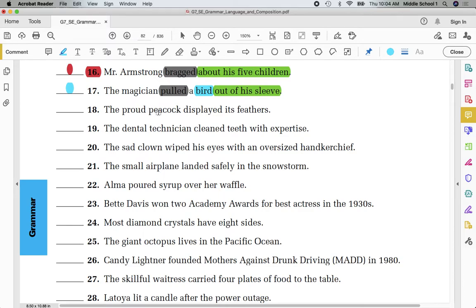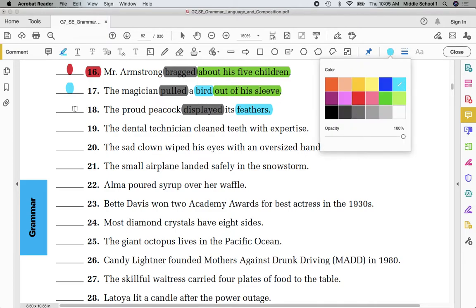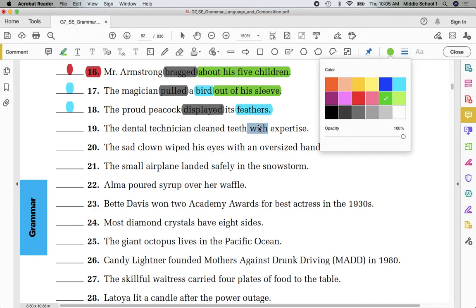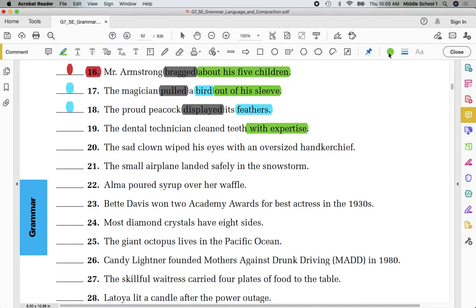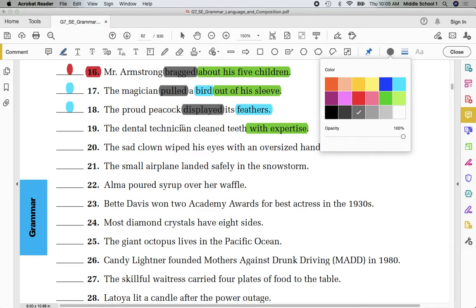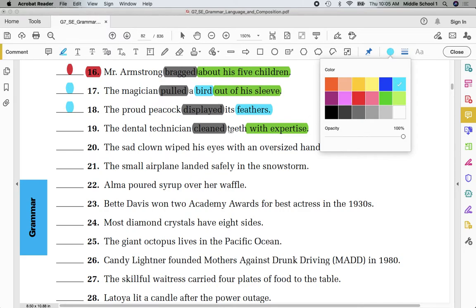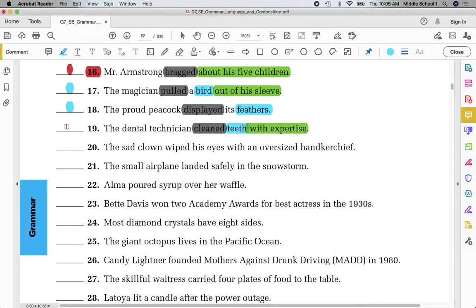The proud peacock displayed its feathers. Displayed what? Feathers. The verb is displayed. There is no prepositional phrase. Because this contains an object, I call it transitive. The dental technician cleaned teeth with expertise. I'm getting rid of this right away because that is an example of a prepositional phrase. Cleaned what? Cleaned teeth. That is transitive.